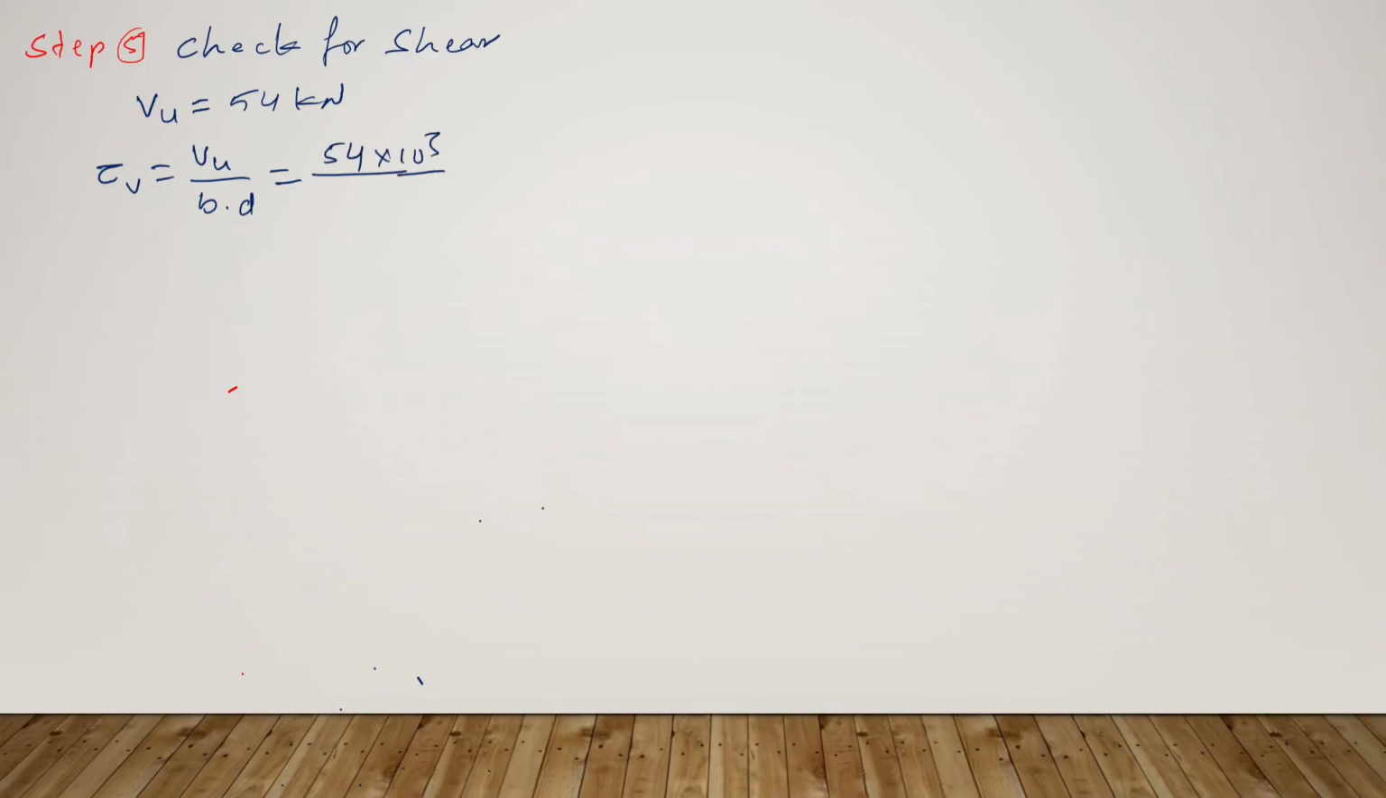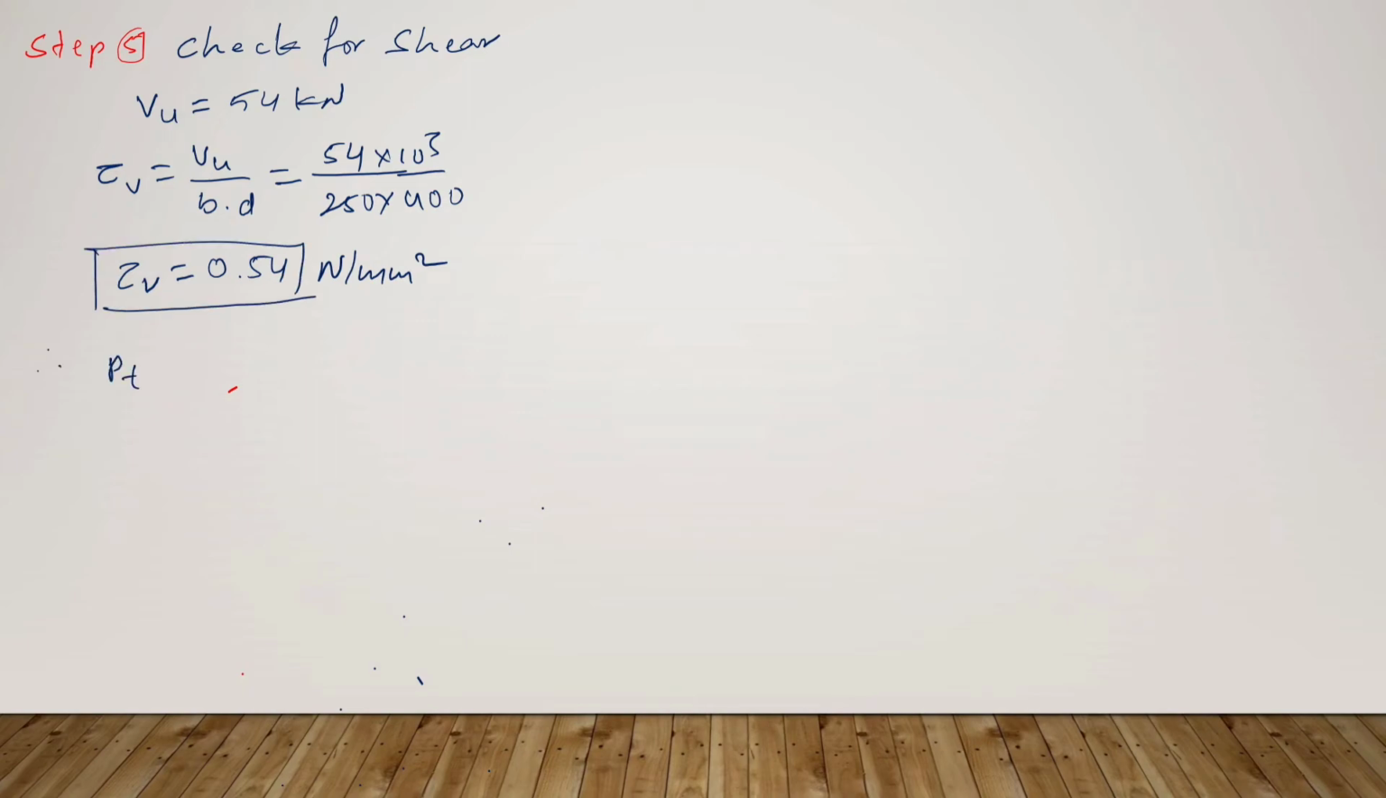Step 5, check for shear. Already we calculated shear force Vu is equal to 54 kilonewton. Shear strength tau V is equal to Vu divided by B into D. This is given in the IS 456 page number 72. You can check it there. Tau V is equal to Vu. Vu is 54 into 10 raised to 3. B is 250 and D is 400. Tau V is equal to 0.54 Newton per mm square.